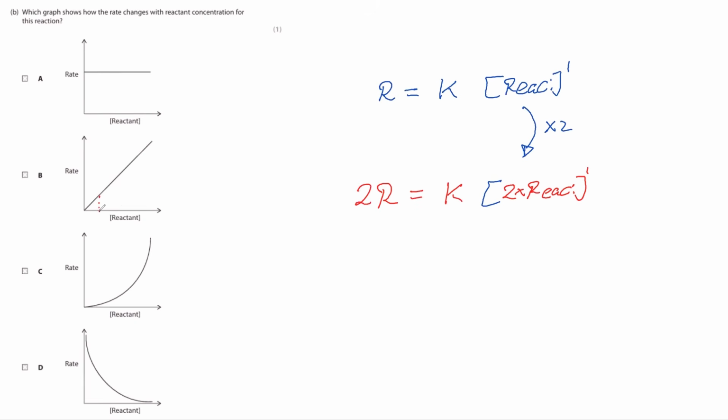If the concentration is C and the rate is R, when you double C, the rate also has to double. That means we are talking about a linear relationship, directly proportional to each other. As a result, my answer for question 1 part B is B, because only in this straight line, when you double the concentration, the rate also doubles.